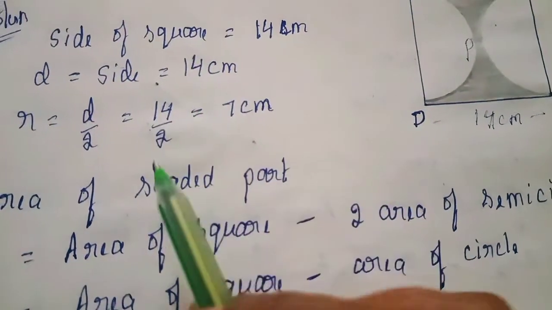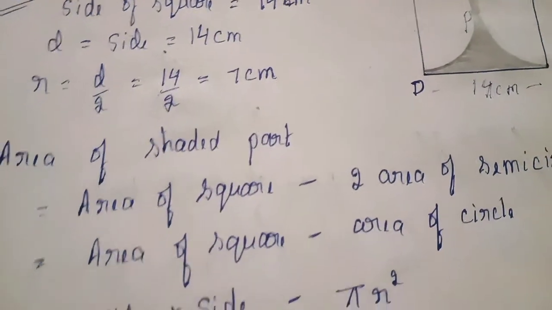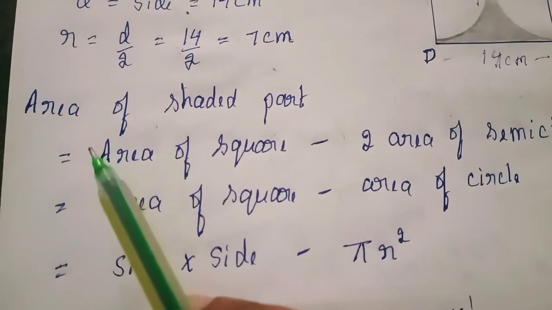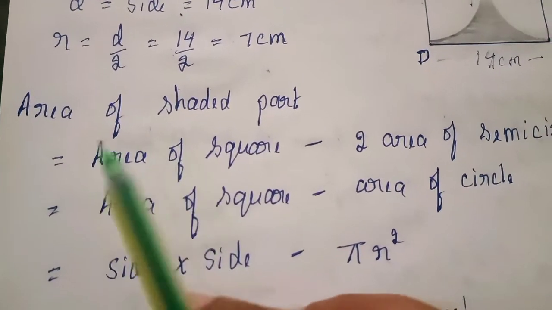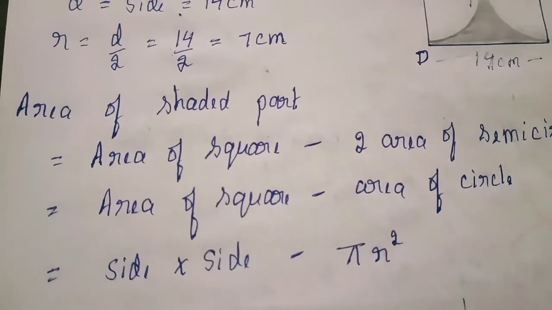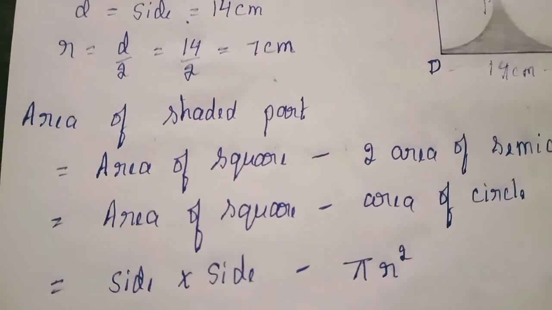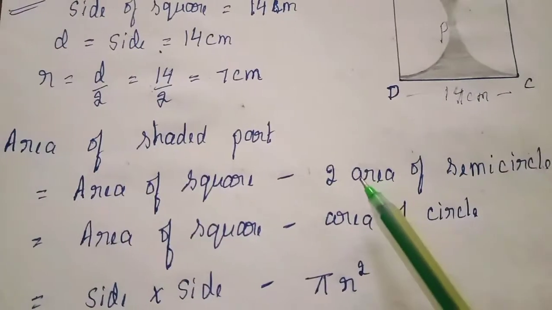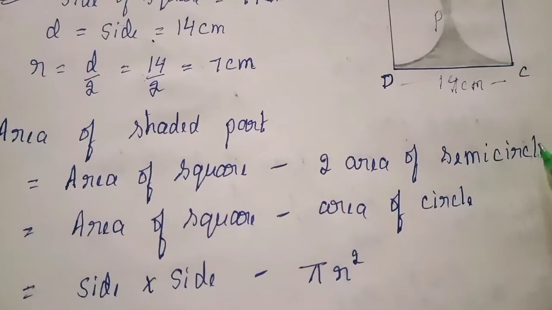First, if you write the given part correctly, automatically all the answers will be correct. So be careful in writing the given data. So what he has given now, what he asked: area of the shaded part. So what do I have to find? The area of the shaded part is the area of the square minus 2 times the area of a semicircle.